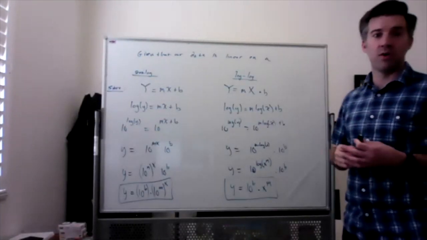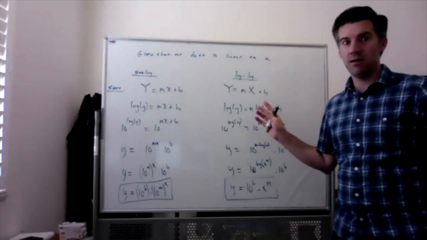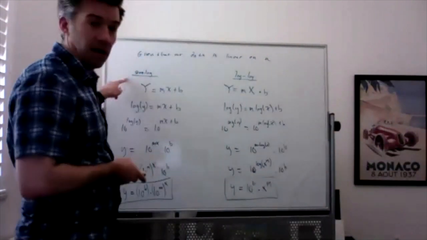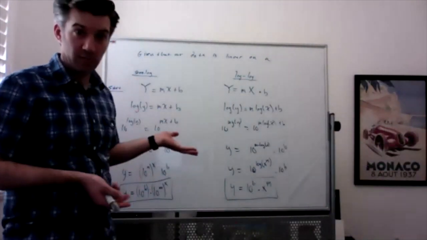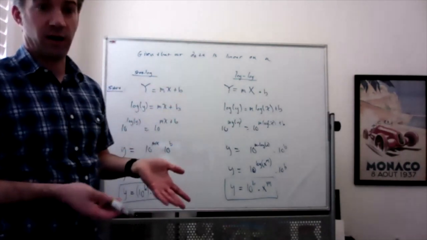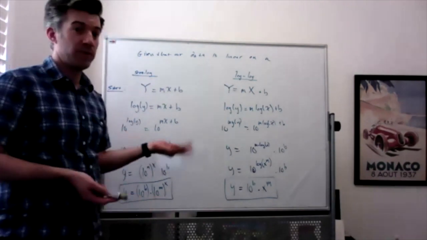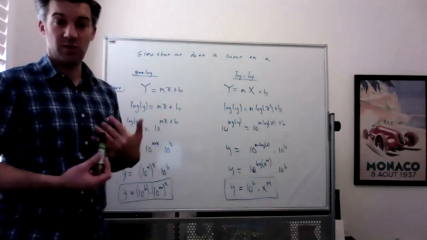So let's say that you were given the setup that you had some data, you graphed it on a semi-log plot, and it was linear. Right? So someone told you that you graphed the data on a semi-log plot, and the best fit line was linear. And we want to know what the original function was. So here's what we do.